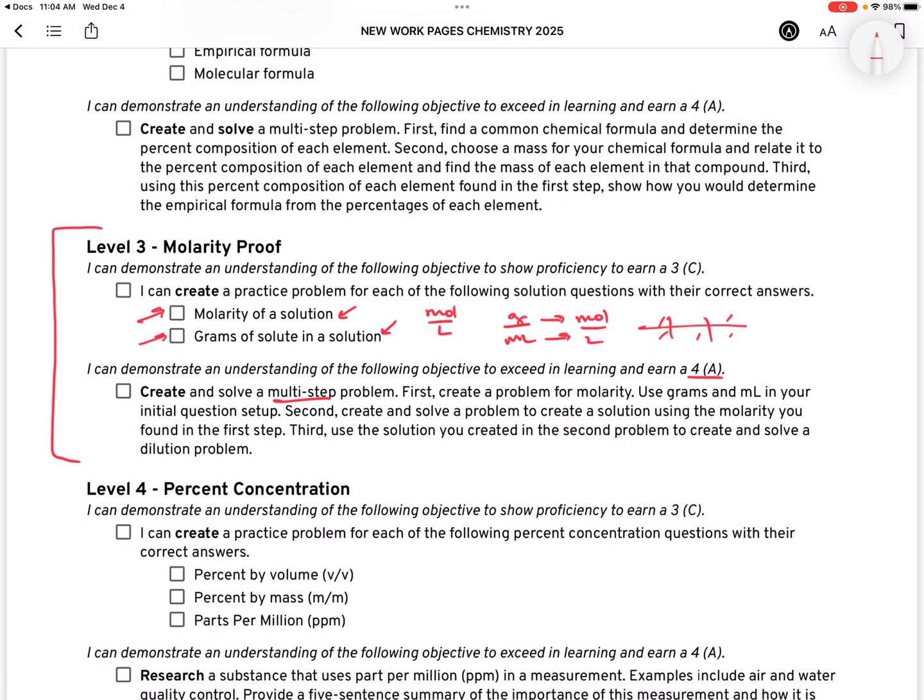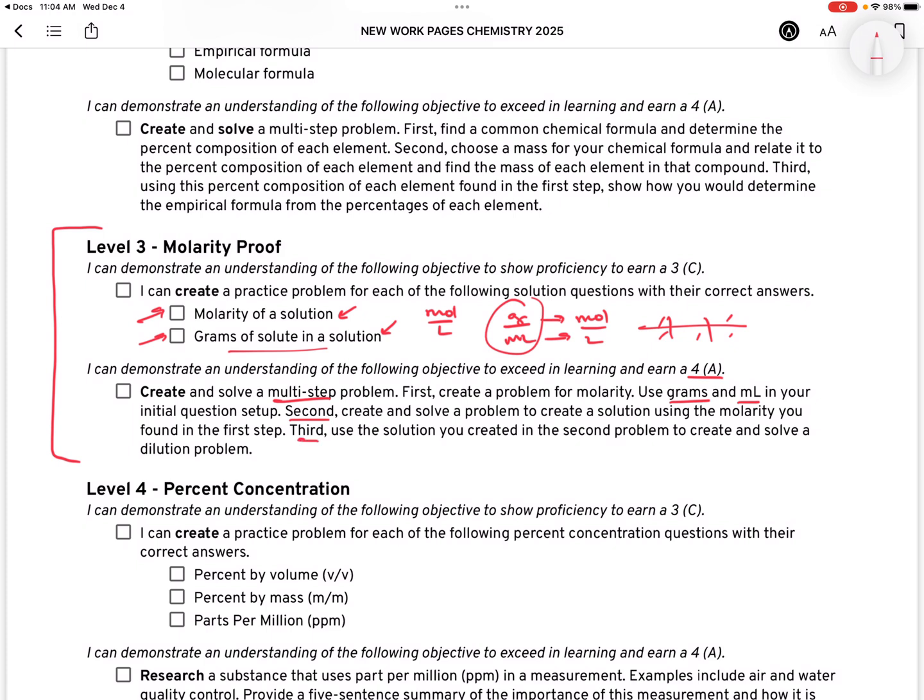So you're going to create a molarity problem using grams and milliliters. I kind of hinted at it up here, so you can even use that same one if you wanted to in this problem, in your initial setup. And then second, you're going to create and solve a problem to create a solution using the molarity you found in the first step. So you're going to use the molarity, and then you're going to figure out how many grams of solute you need in solution. So you're going to do that second part with your problem. You're going to kind of combine them.